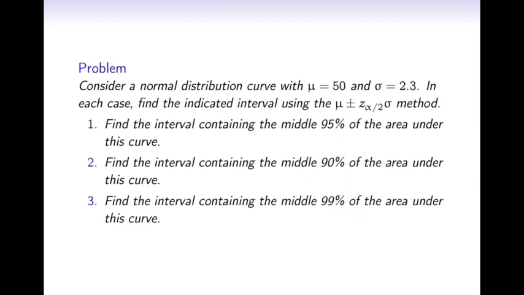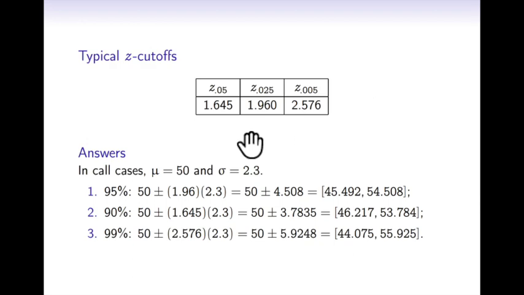So let's go ahead and think about this. I've set up some standard z cutoffs up here. So z of 0.05, z of 0.025, and z of 0.005 are these three numbers. These are the numbers we actually calculated earlier when we were first introducing this idea. In all of these cases, the mean mu is 50 and the sigma is 2.3.